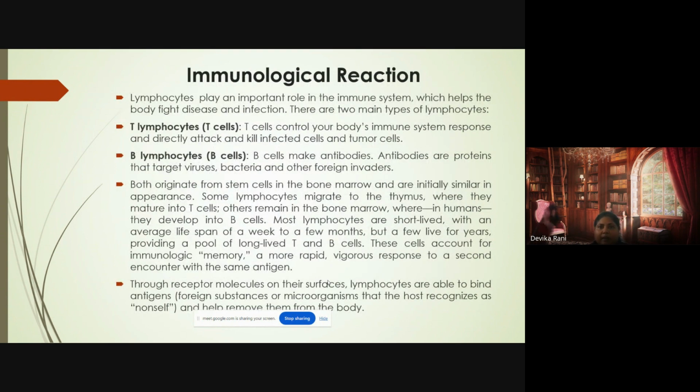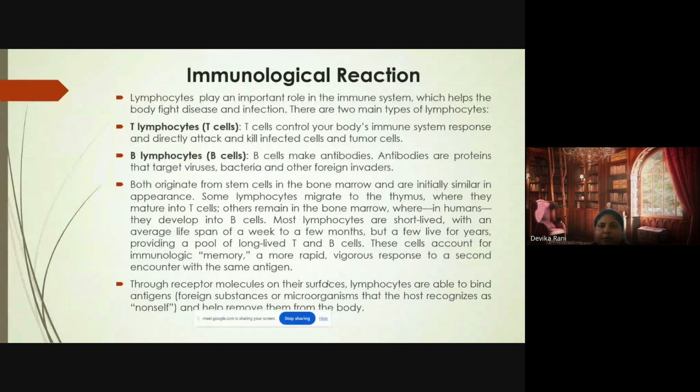Now we come to the immunological reaction, which is done by lymphocytes. Lymphocytes, the agranulocyte part of leukocyte, play an important role in the immune system, which helps the body fight disease and infection. There are two main types of lymphocytes: T cells and B cells, T lymphocytes and B lymphocytes.